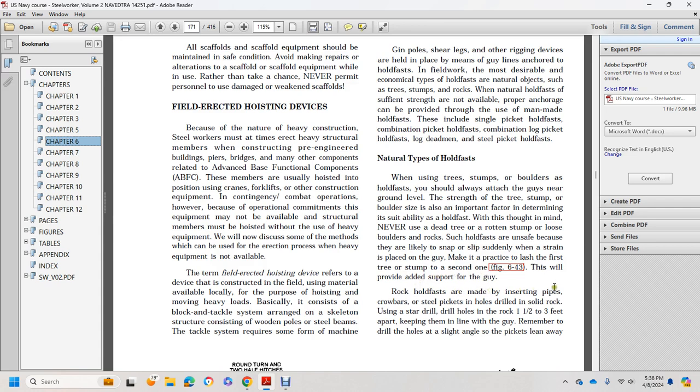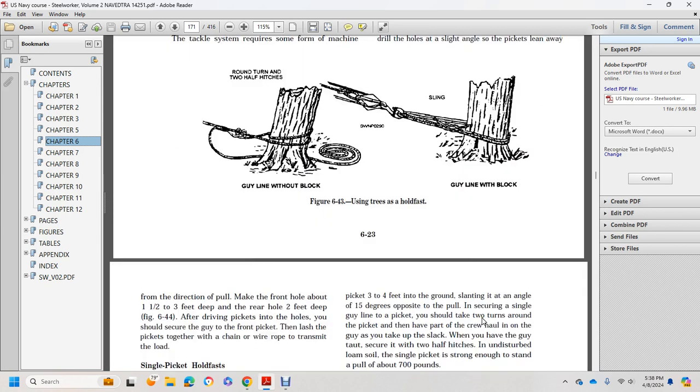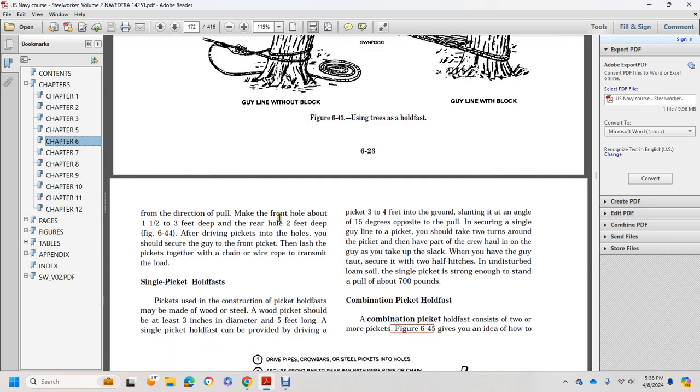Rock hold fasts are made by inserting pipe, crowbar, or steel pickets into holes drilled in solid rock. Use a star drill to drill holes in the rock 1.5 to 3 feet apart. Keep them in line with the guy, but remember to drill the holes at a slight angle, with the picket leaning away from the direction of the pull. The front hole should be about 1 to 3 feet deep and the rear hole about 2 feet deep. After driving the pickets, secure the rear picket to the front with chain and wire rope to transmit the load.